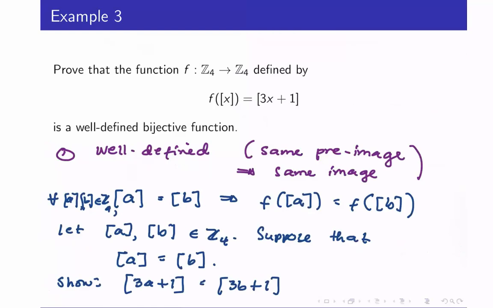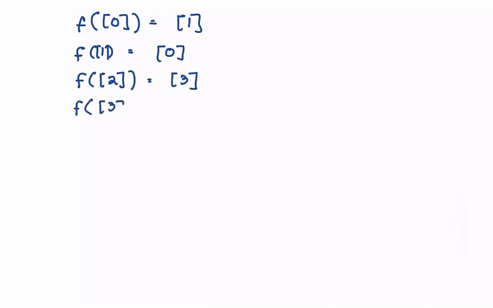Now, to show that it is bijective, since our Z4 just contains four elements, I will just try to get the images of all the elements of Z4. So our f of 0 is equal to 1. Our f of 1 is equal to 3 times 1 plus 1, so that's 4, which is equal to 0. F of 2 is equal to 2 times 3, 6, plus 1, 7, modulo 4 is 3. And f of 3, remember, we are taking it to 3A plus 1, this is our f of A. So 3 times 3, 9, plus 1, 10, modulo 4 is 2.